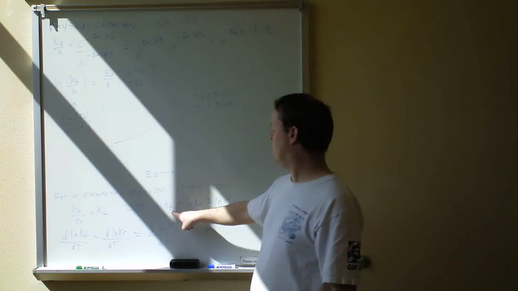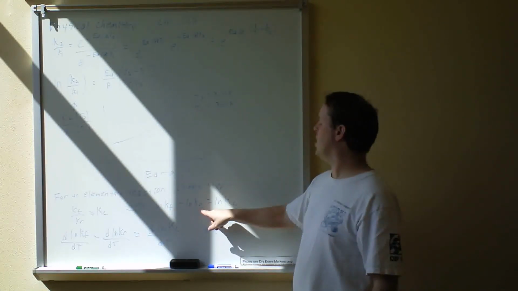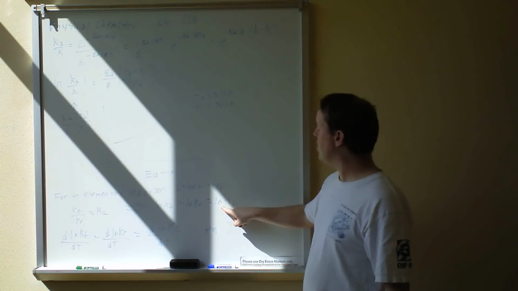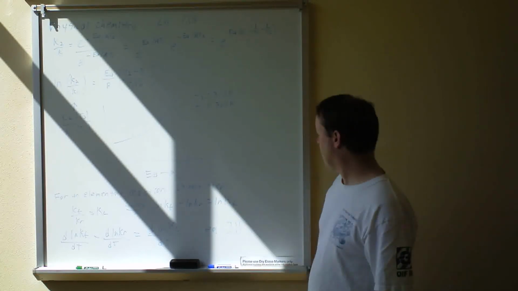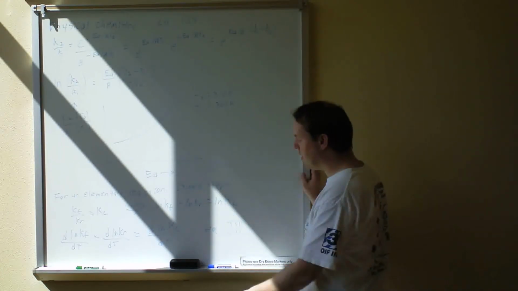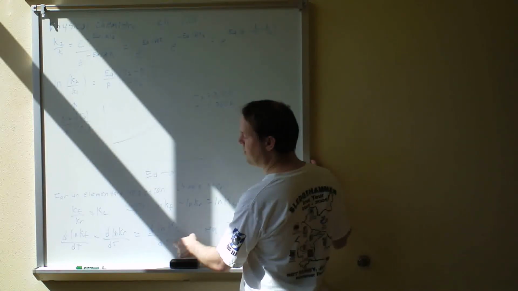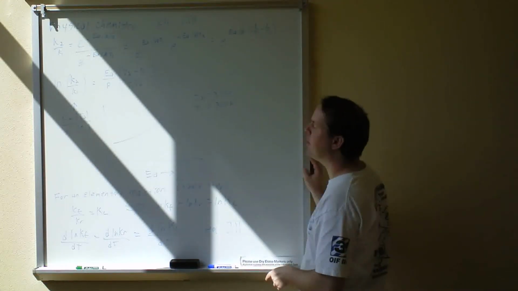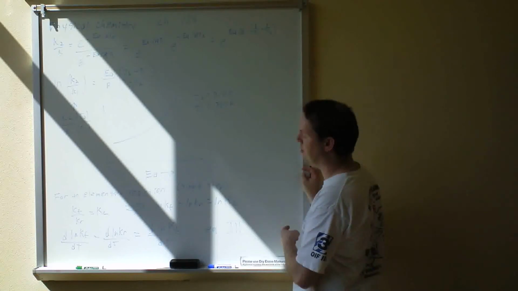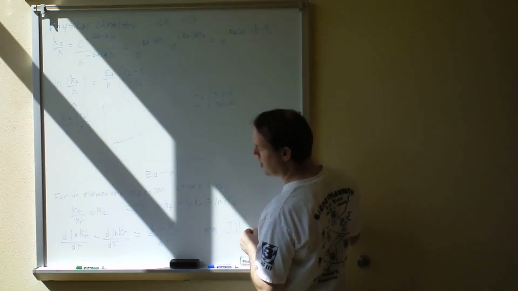We get the natural log of the forward rate constant minus the natural log of the reverse rate constant is equal to the natural log of the equilibrium constant. And then we're going to just divide by the differential of capital T. Remember, lowercase t is time, capital T is temperature. You should know that, we've been doing temperature up here.